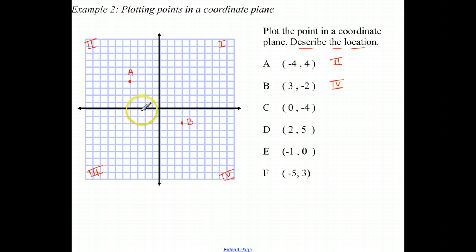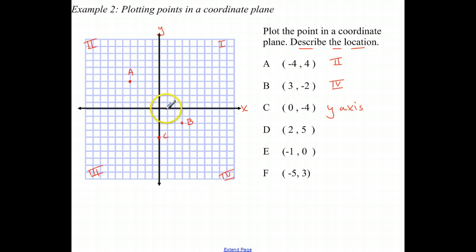0, that means I move to the left or right 0. Negative 4, 1, 2, 3, 4. Here's point C, and that is not located, well, it's located between quadrant 3 and 4, but it's not located in either of those two quadrants. Hopefully you remember that this is your y-axis, so that is where it's located, on your y-axis.